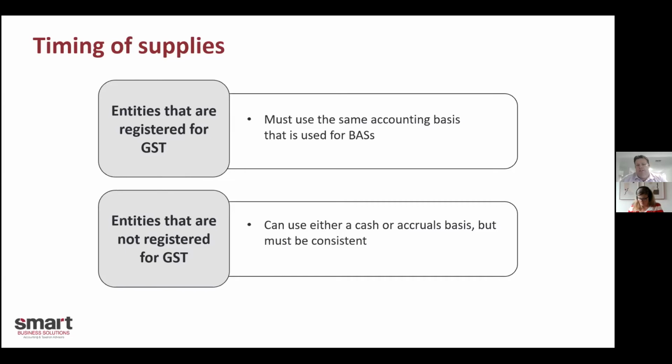If you are not registered for GST, so therefore you're not lodging a BAS, then you can choose either cash or accruals, and you can choose the one that best suits you. You must be consistent though. So when we say you must be consistent, if your test period is cash, then the comparison period must be cash, and vice versa. If the test period's accruals, then the comparison period must be accruals also, just so that you're comparing apples with apples.